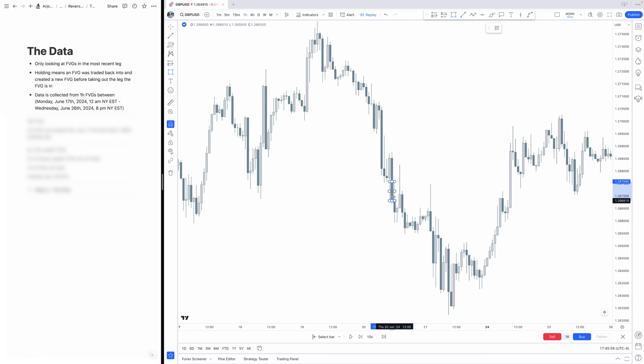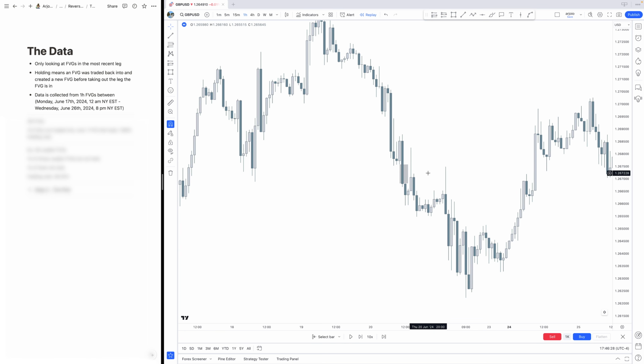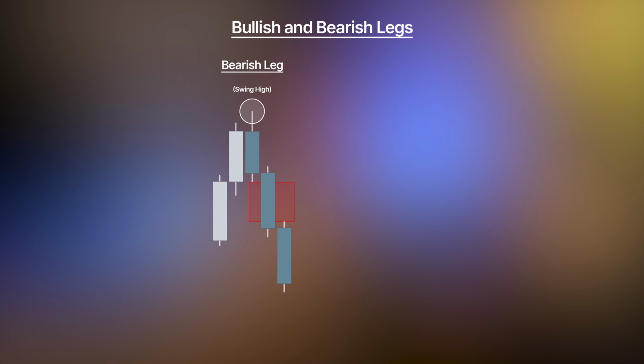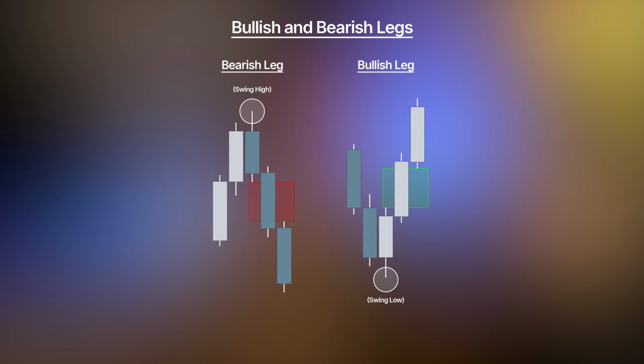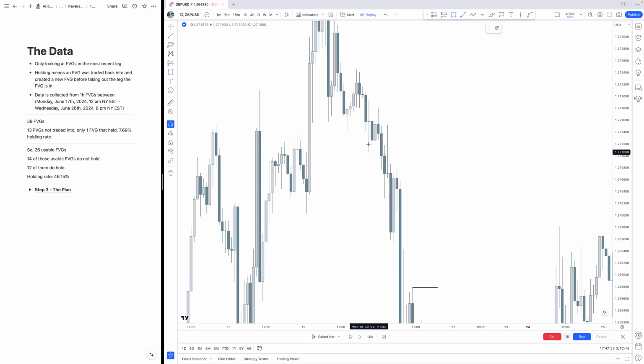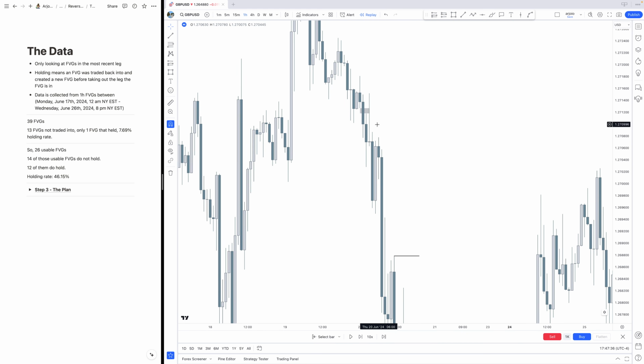So for example, this is a fair value gap right there that actually held, because this fair value gap eventually created a new fair value gap, a new bearish fair value gap in the same direction before it took out the leg right there. And to understand a leg, when we have a bearish leg, it's a swing high followed by a fair value gap. If we have a bullish leg, that means we are having a swing low followed by a fair value gap. So for example, this fair value gap right here in this bullish leg did not hold because we took out the swing low right there and then continued higher. But this bearish fair value gap right here did hold because we created a new fair value gap right there before taking out this swing high.